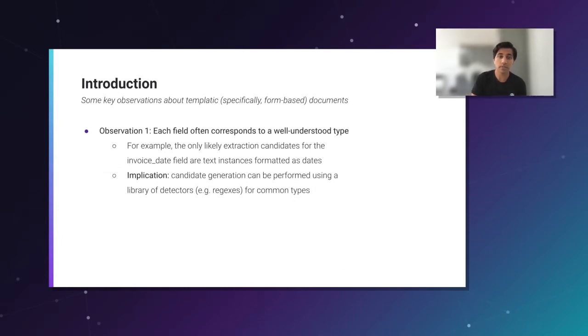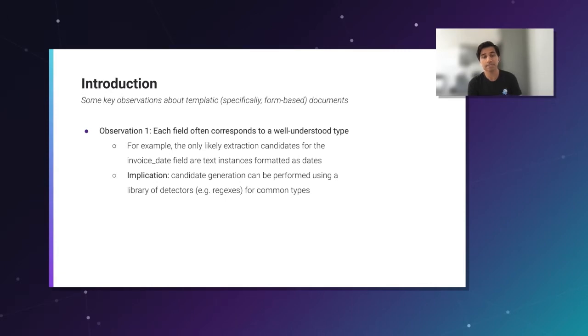So the first observation that the authors propose is that each field often corresponds to a well-understood type. To clarify vocabulary, fields in this type of context basically refer to things that you'd like to extract from these structured documents. A field, for example, might be the invoice date in an invoice. The observation here is that each field that you'd like to extract often corresponds to a well-understood type. So for example, the invoice date field has a type of date, obviously. And so the only likely extraction candidates for the invoice date field are text instances that are formatted as dates.